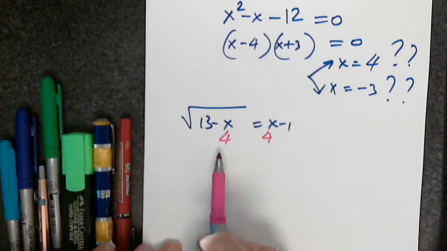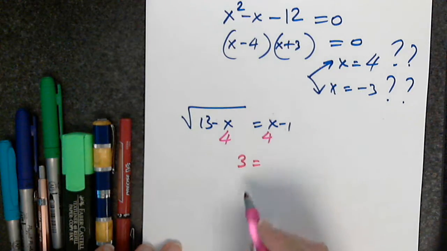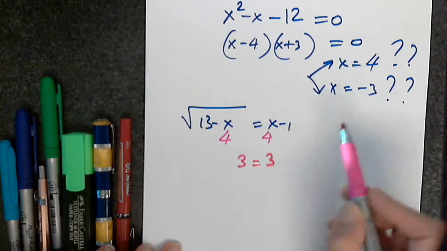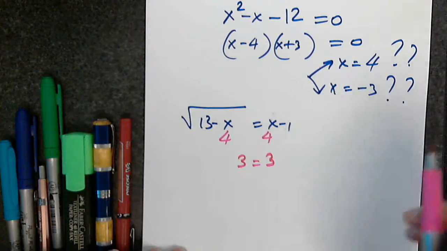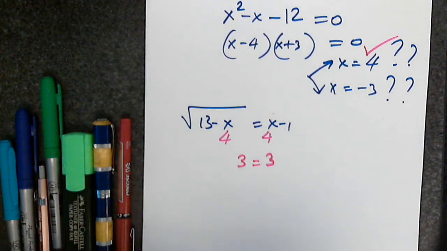Okay, so I'm checking 4. 13 minus 4 is 9. The square root of 9. So the left-hand side is 3. What about the right-hand side? Will you accept x equals 4? Now I have to check negative 3.